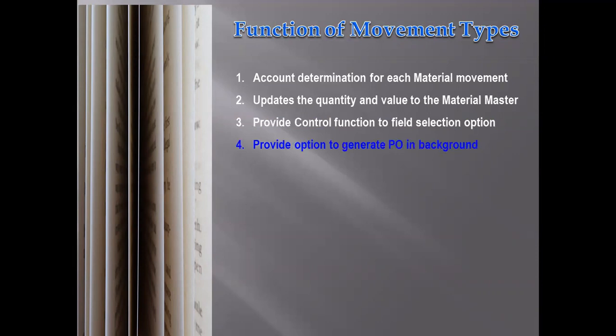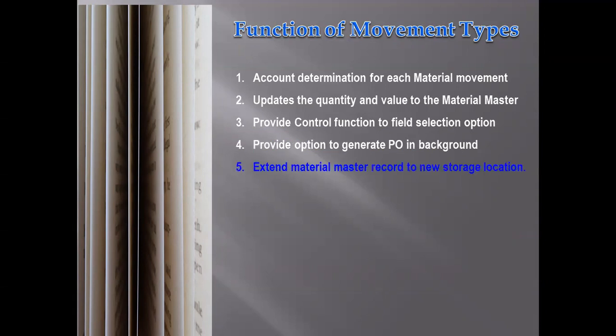Now we go to the fourth point: provide options to generate a PO in the background. So this movement type is also capable of generating a PO in the background when you are receiving materials without a PO.